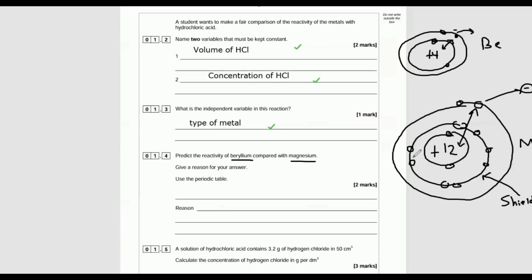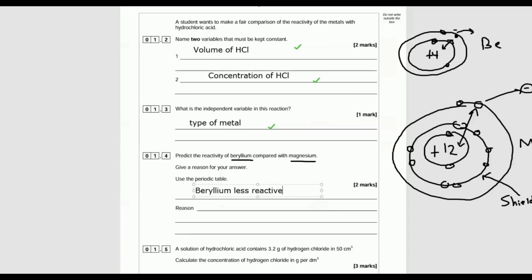more shielding, and the electrons are further from the positive charge of the nucleus, so they feel the force of attraction less. Oh my good gosh, only 2 marks, and I waffled about a 6 marker there. So I would say beryllium is less reactive. We could argue either way, I've just argued magnesium is more reactive, so it doesn't matter which way you go. I've just gone for beryllium less reactive.